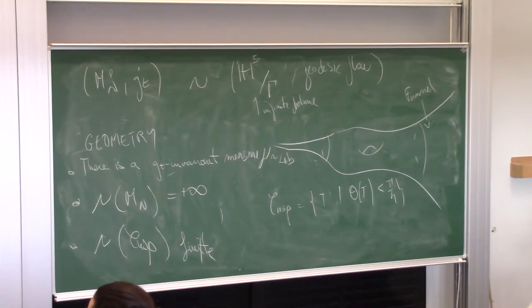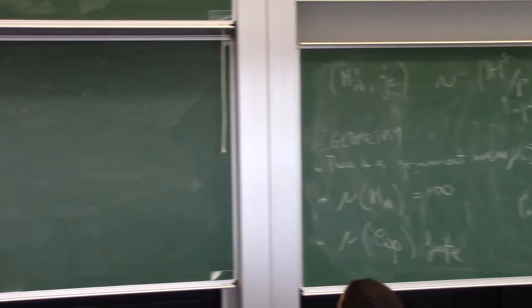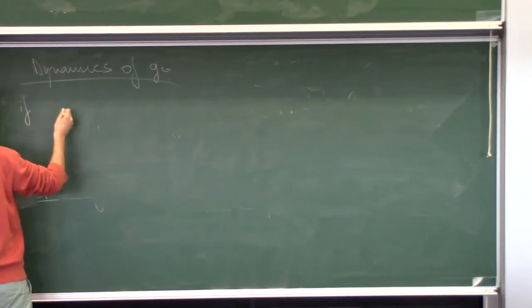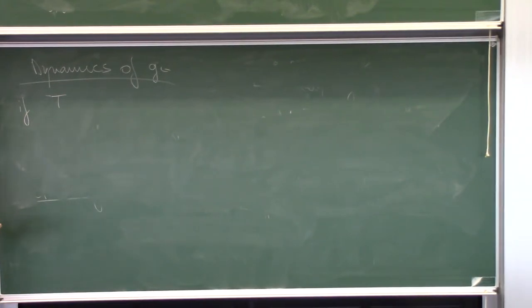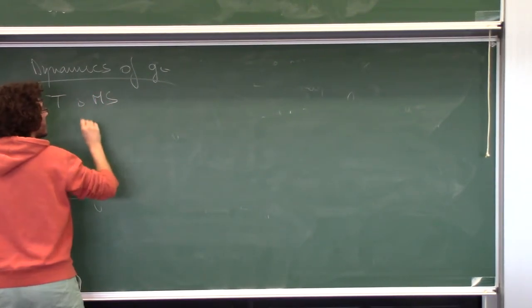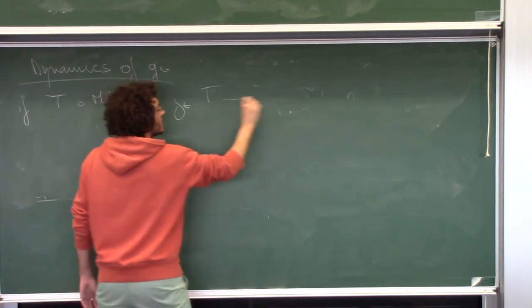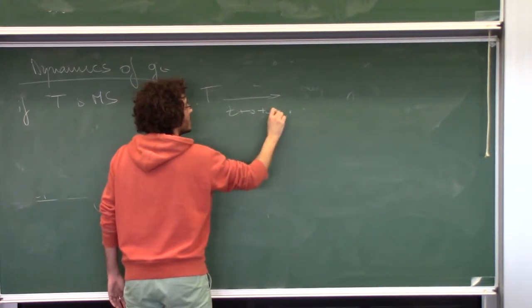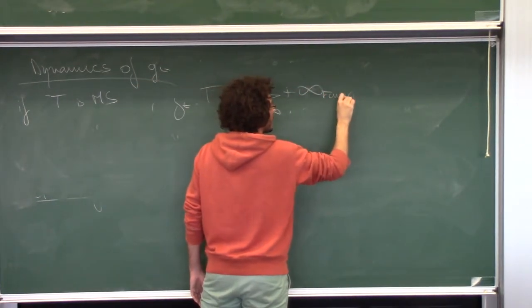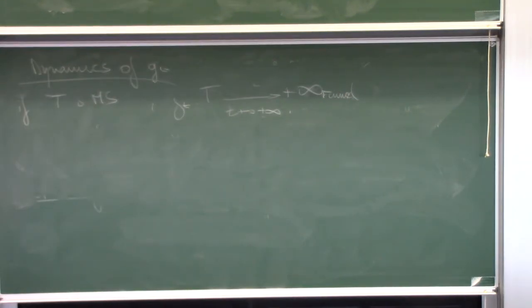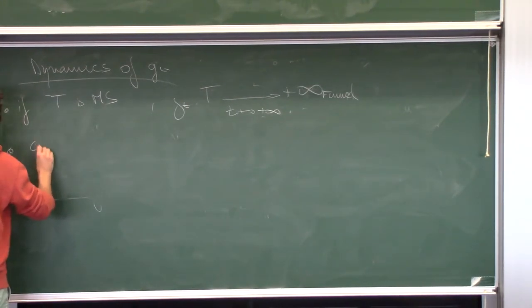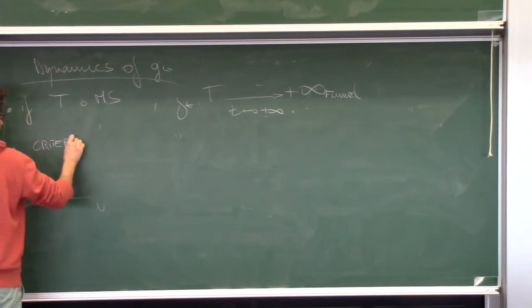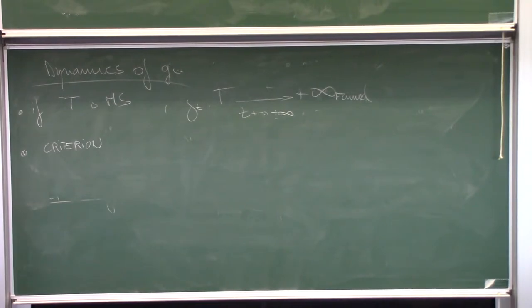Okay, so now the dynamics of g_t. If the vertical foliation of T is Morse-Smale, then g_t of T goes to infinity. And this is very easy, it's just geometry. Now I need something a little extra. So there's this criterion, we call it a Masur criterion for dilation surfaces. The criterion is the following. I've got my set E, and I want to show that E has zero Lebesgue measure.